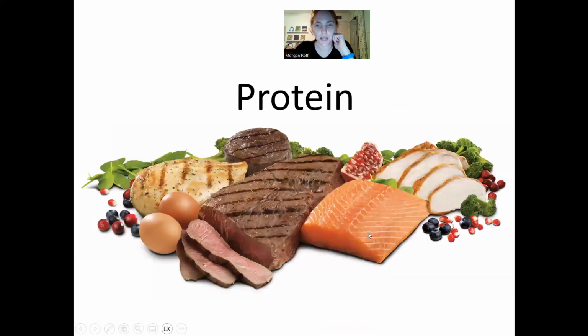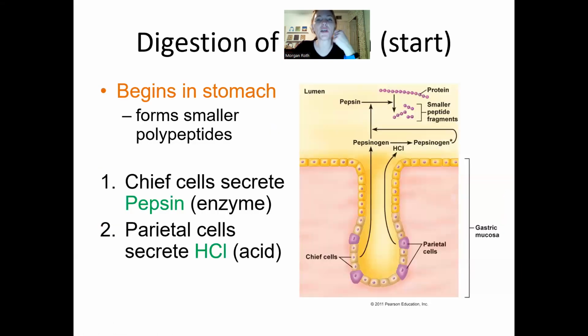Okay, into proteins. For proteins, we don't have digestion in the mouth, digestion of proteins is going to start in the stomach. So let's review some of those cells. We've got our mucosal cells that secrete mucus. We have the parietal cells that secrete hydrochloric acid. And we have the chief cells that secrete the enzyme that is pepsinogen.